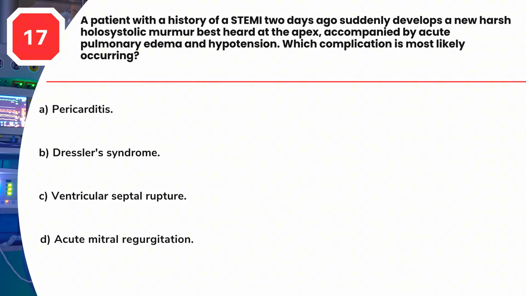Question 17. A patient with a history of a STEMI 2 days ago suddenly develops a new harsh holosystolic murmur best heard at the apex, accompanied by acute pulmonary edema and hypotension. Which complication is most likely occurring? A. Pericarditis. B. Dressler's syndrome. C. Ventricular septal rupture. D. Acute mitral regurgitation.